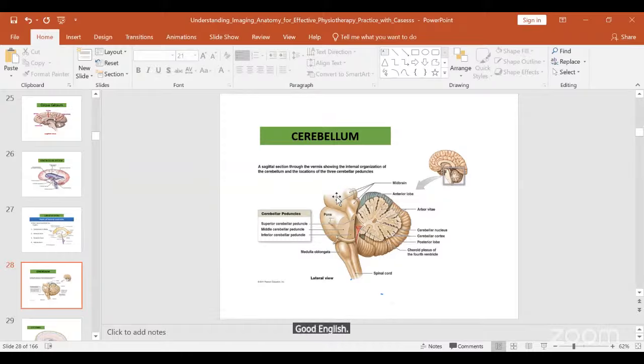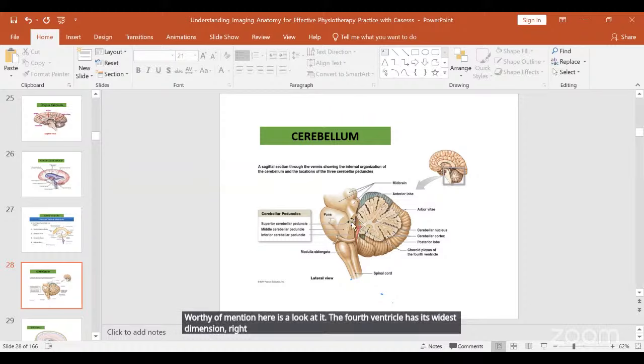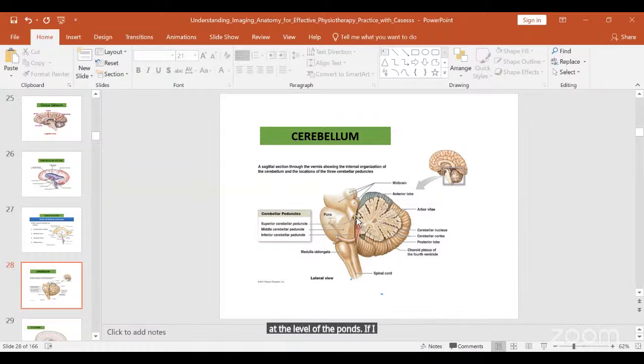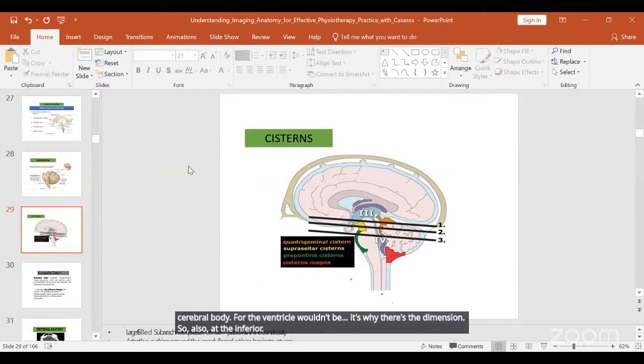Worthy of mention here is that, look at it, the fourth ventricle has its widest transverse dimension at the level of the pons. If I go up, I'll see the pons, I'll see the cerebellum, but the fourth ventricle wouldn't be at its widest dimension. So also at the inferior level.